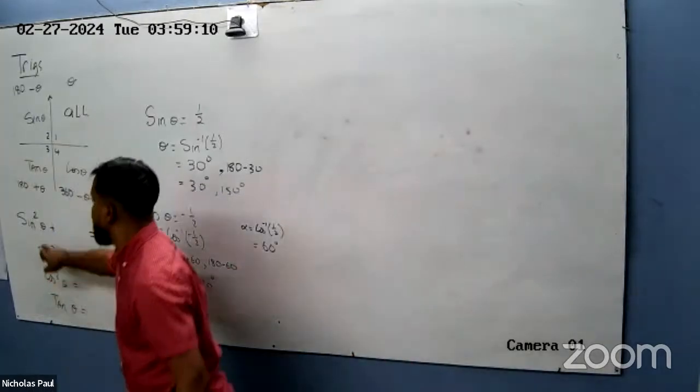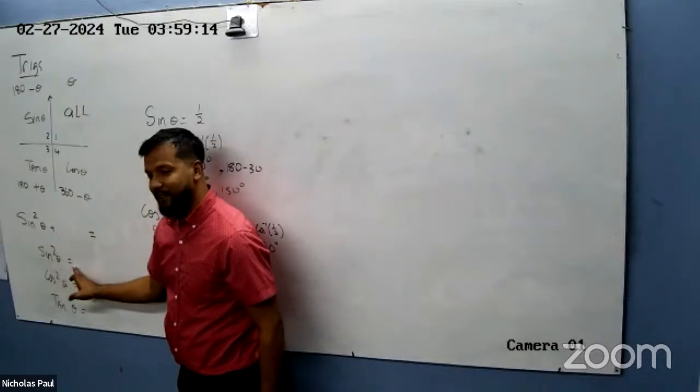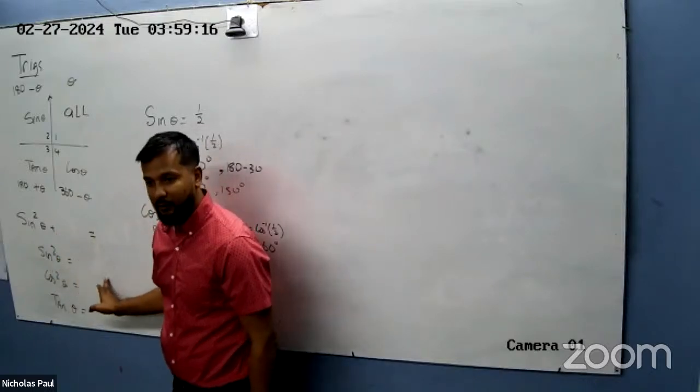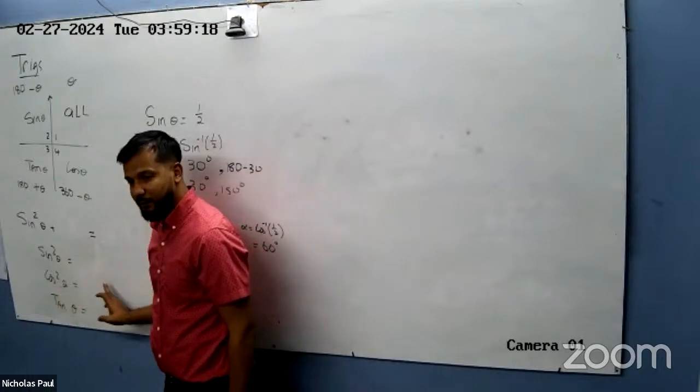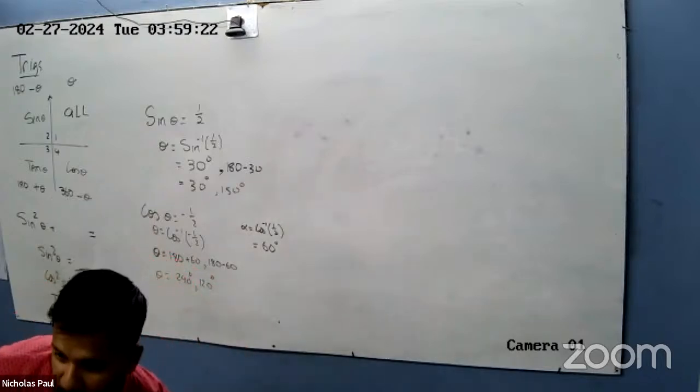Yeah, so sine squared plus something is something. Sine squared is equal to something minus something. Cos squared is something minus something. Tan is something on something. I want all the something.